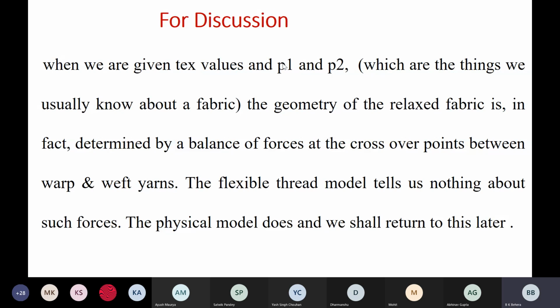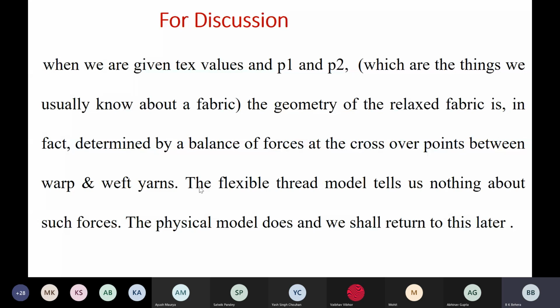What count of yarn you are taking and what EPI, PPI you want to use. And obviously weave design will be given to you. But weave design basically you will decide. Once you know the weave design and P1, P2, count known, then obviously, from the mathematics as you have seen, theta 1, theta 2 value will come out automatically. Crimp height also will come out automatically. So the geometry of the relaxed fabric is determined by a balance of force at the crossover points.